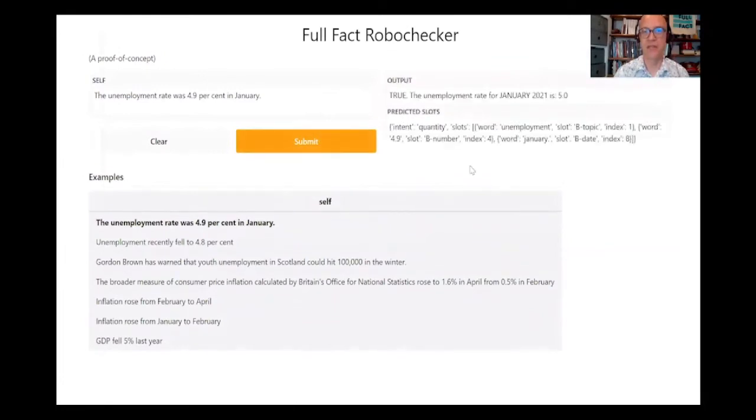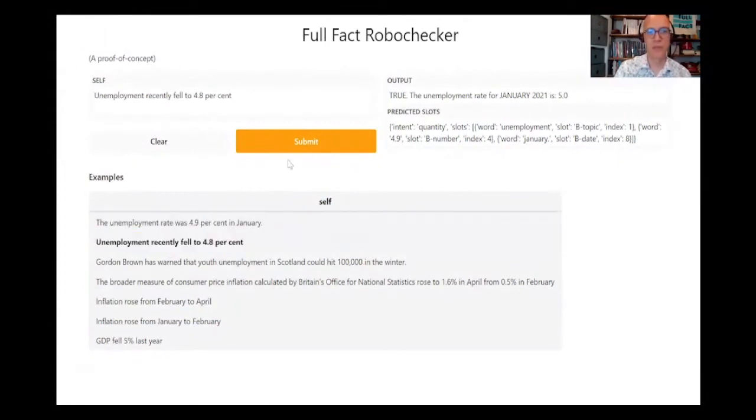After a moment, the system comes back and says, true, the unemployment rate for January 2021 was 5.0. So there are two things to notice on this one. The first is that the system output has said January 2021, even though the input just said January. So the system is telling you that it assumes that the year is 2021 when it's doing the verification, which is good to know. And secondly, that 4.9 is not actually the same as 5. We allow a certain tolerance because generally speaking, small errors are typically rounding errors or not really worth checking.